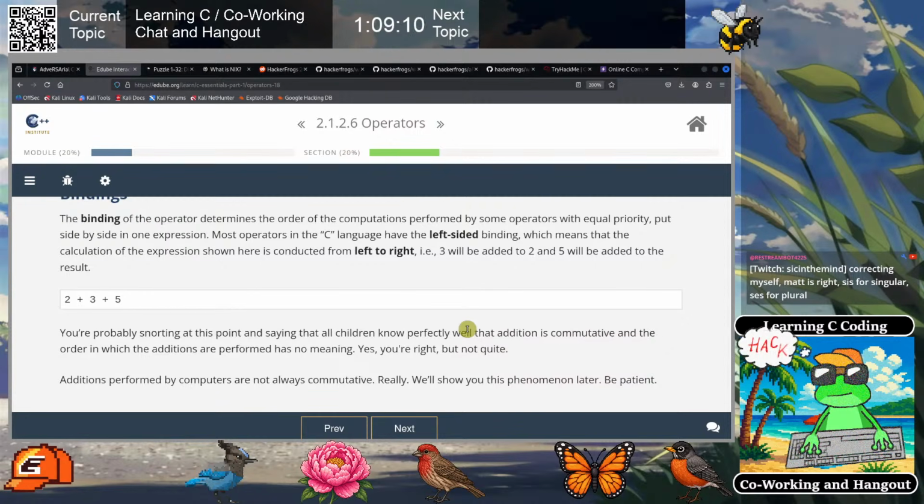S-I-S for singular and S-E-S for plural. Oh, okay. Parentheses: if there's just one, it's parenthesis with an I, and if it's multiple, it's E-S, parentheses. Okay, moving on.